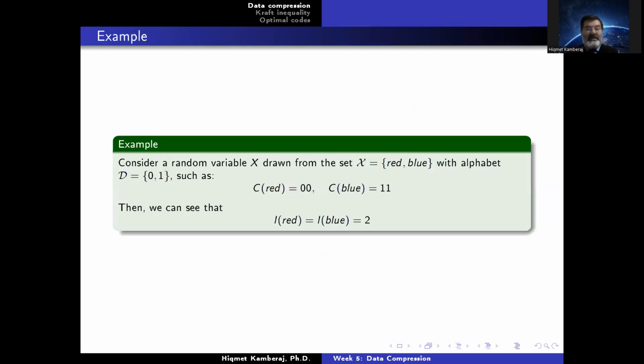As an example, consider a random variable X drawn from the set chi, which is the set of elements red and blue, with alphabet D, which is the set of 0 and 1, such that C of red is equal to 00, and C of blue is 11. Then we can see from this that the length of red and the length of blue are both equal to 2, and it includes the number of zeros or ones in each code word.